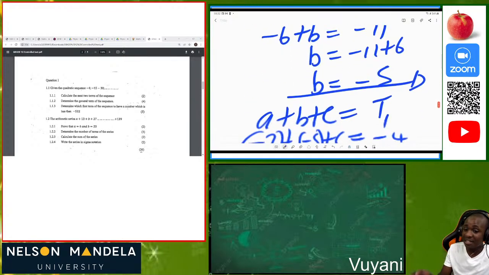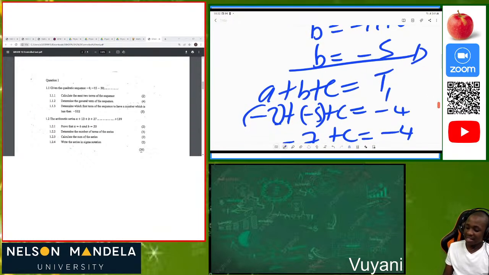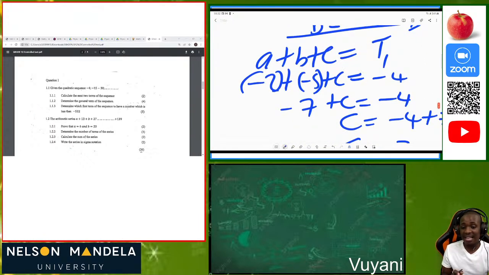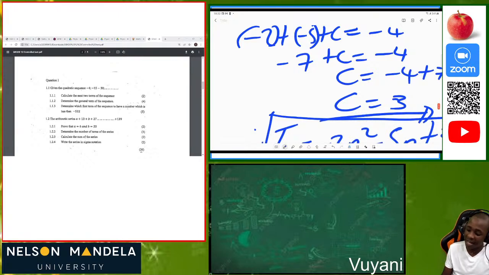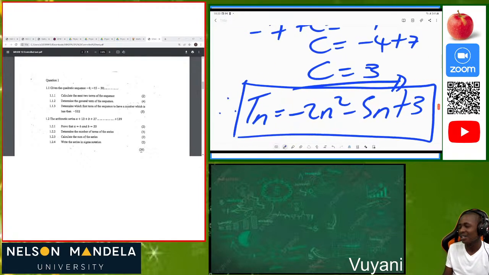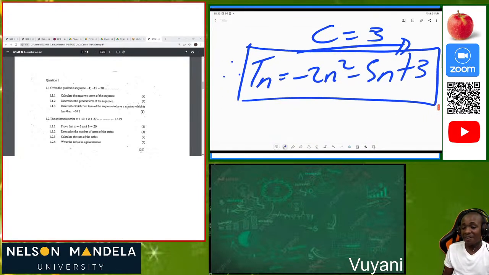Then we substituted the value of a which we got initially, and we were able to get b as negative 5. Then we calculate the value of c by saying a plus b plus c is equal to t1. We substitute the value of a we got first, and the value of b. Then you make c the subject of the formula, and we end up having negative 4 plus 7, that's 3. Then we end up having our Tn, which is equivalent to negative 2n squared minus 5n plus 3. Is there anyone with any question?